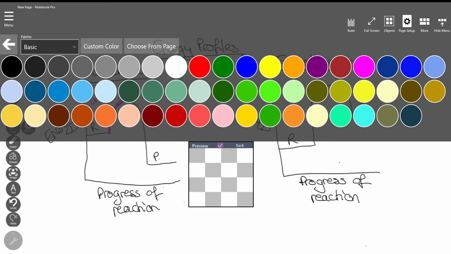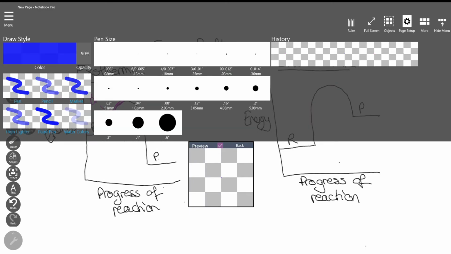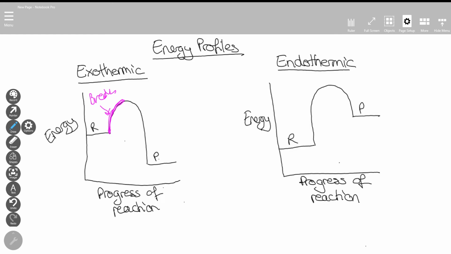Once you've broken all of the bonds, you then need to start making the bonds. So once the bonds are broken, all the atoms are individual, we then start making the bonds, and that's this part coming back down here. Now, making bonds gives out energy. So that means that the energy level of the reaction is now going down because the energy is being given out to the surroundings.